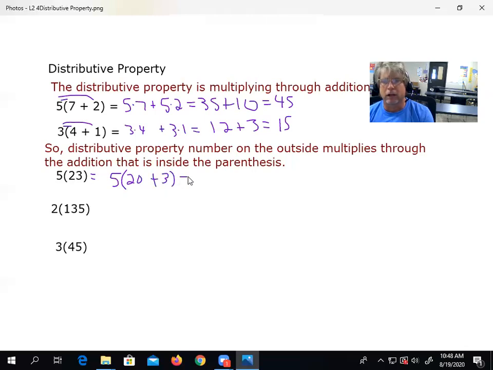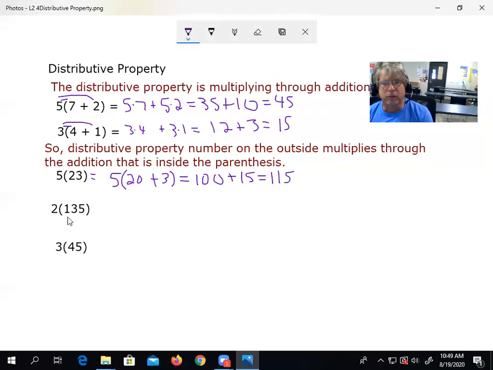So what I can do in this problem is multiply through the parentheses. So the 5 times 2, remember that since there's a trailing 0, I can just go 5 times 2 is 10 and add a trailing 0. That turns into 100. And then we can multiply the 5 times the 3, which is 15. And then if we put that together, that'll give us then 115.